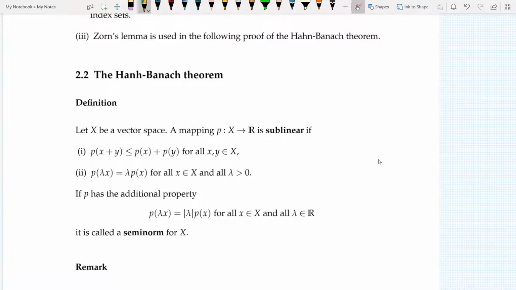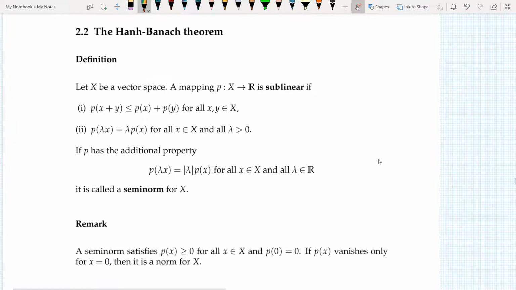Today we're going to discuss the Hahn-Banach theorem. But before we do that, we need to know certain definitions and certain previous results that we would need in order to prove our Hahn-Banach theorem. So let us start with a definition of a sublinear.